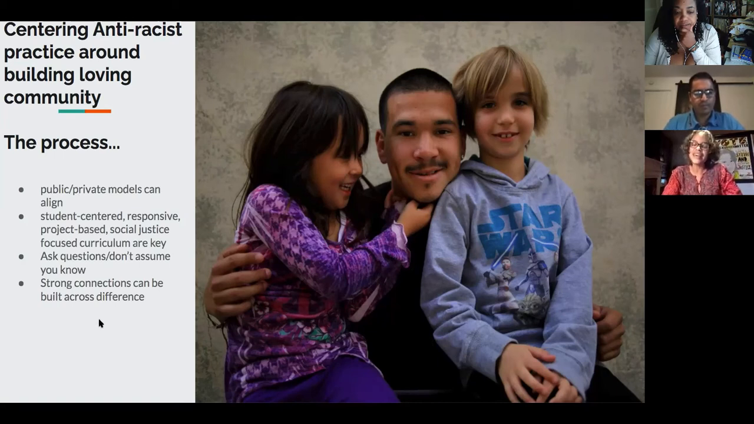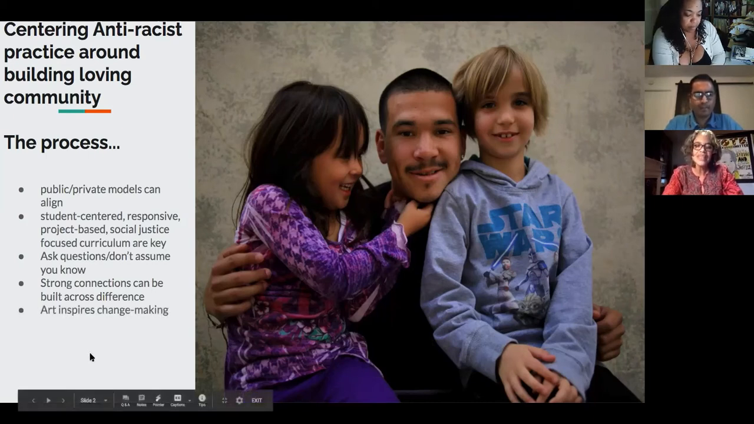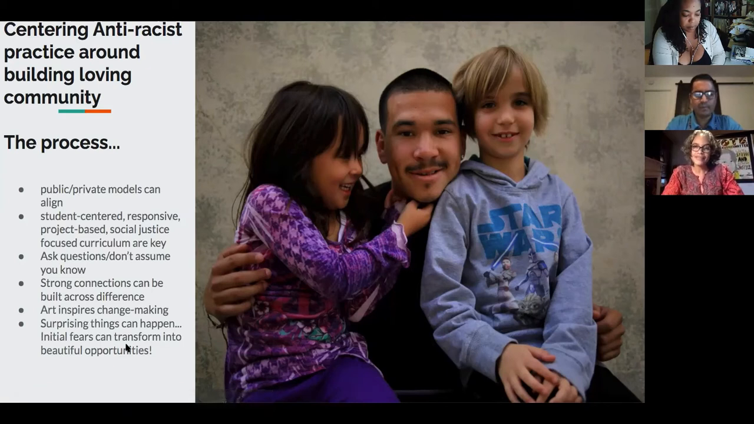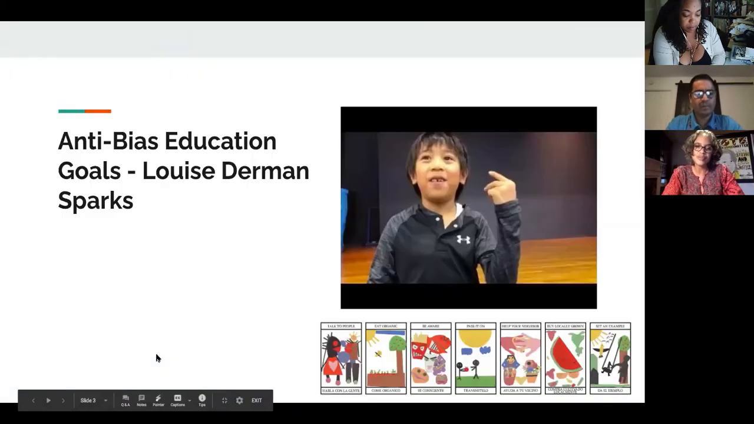And some of those young people, I believe, the ones especially that had the long, deep relationships that went for many years, I'm hoping that when they walk down the street and they see someone who looks different than them, they'll say, oh yeah, that looks like my buddy, right? I also really learned the power of art and using art to inspire change making, especially across differences and age differences. And that surprising things can happen, right? Initial fears can transform into beautiful opportunities between groups of people.